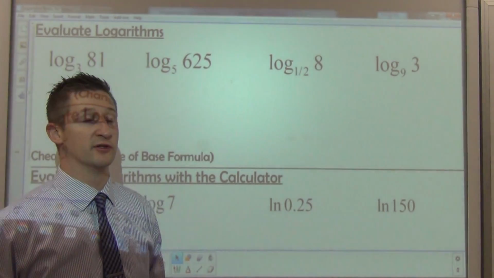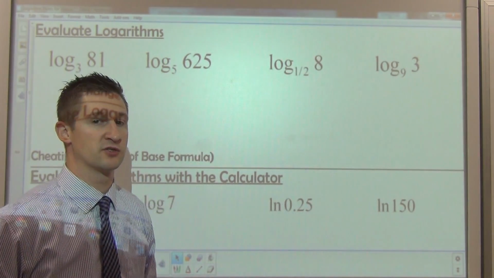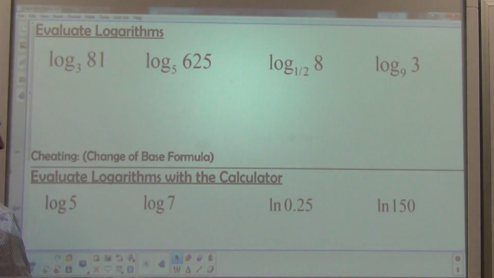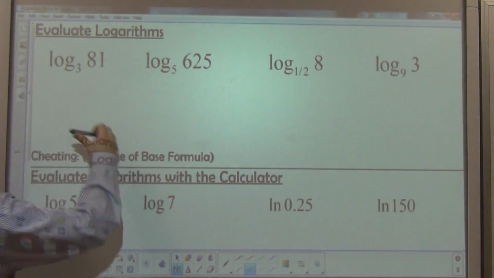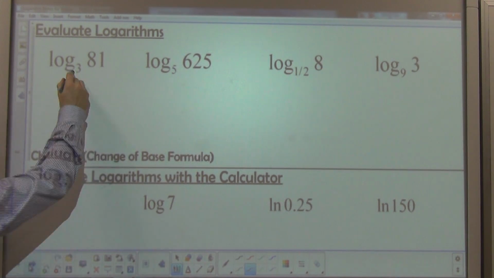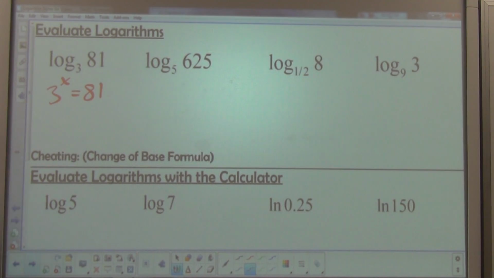All right, in this video we're going to look at evaluating logarithms, with and without a calculator. First off, if I'm told to evaluate the logarithm, it means give me the value of this particular expression. As in, what is the log base 3 of 81? Really what that's asking is, 3 to what power equals 81? That's what we're trying to figure out.